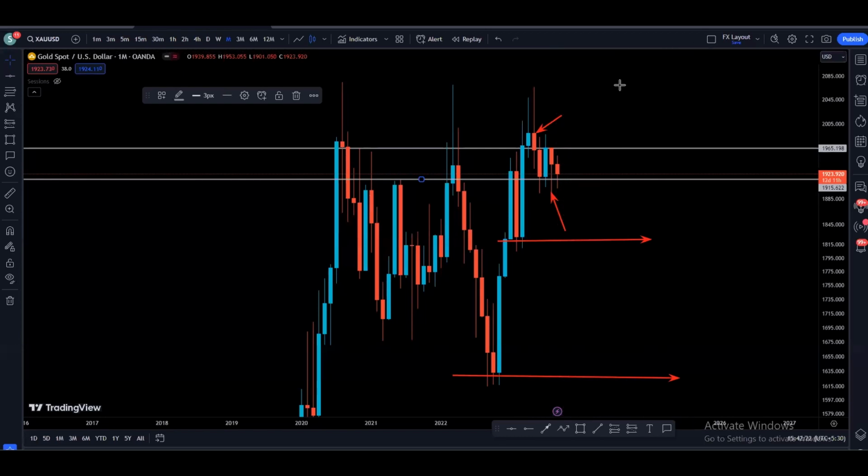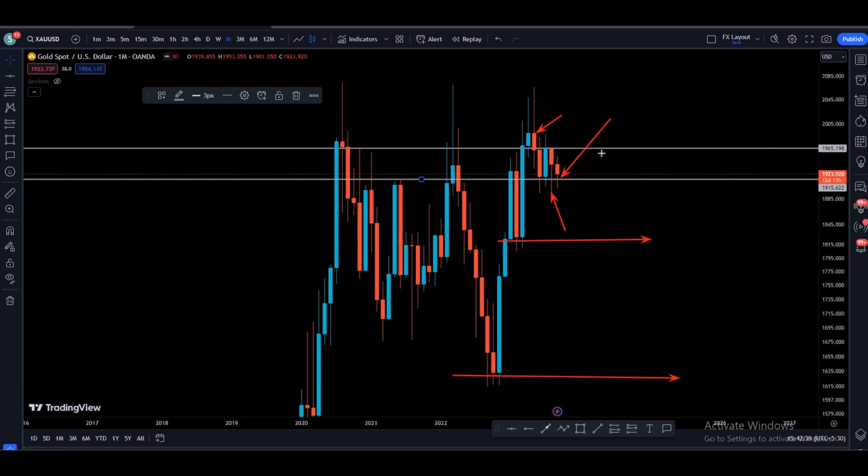Also, we can see that the current monthly candle is open, basically, which has created the top wick. And right now the candle is going to the downside. Also, the last monthly candle has left a wick. So basically we have a wick to fill for the current monthly candle.